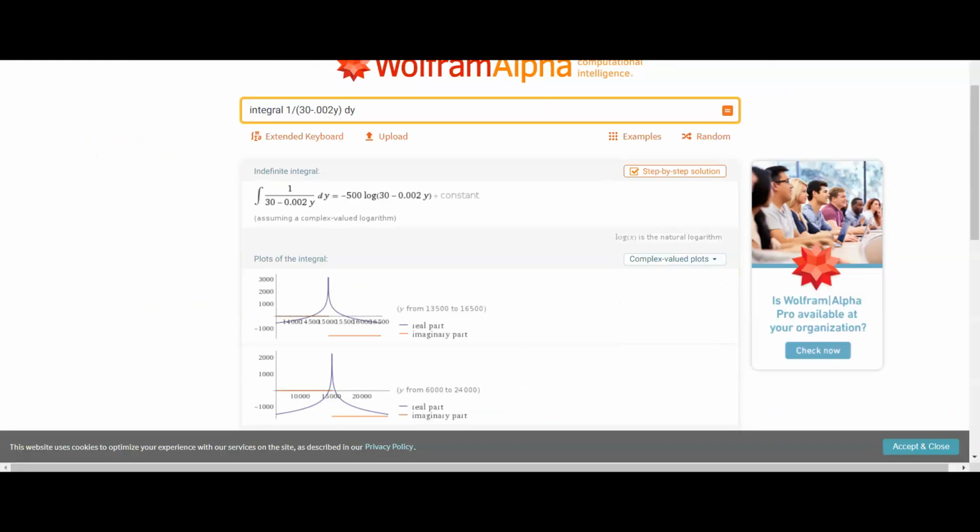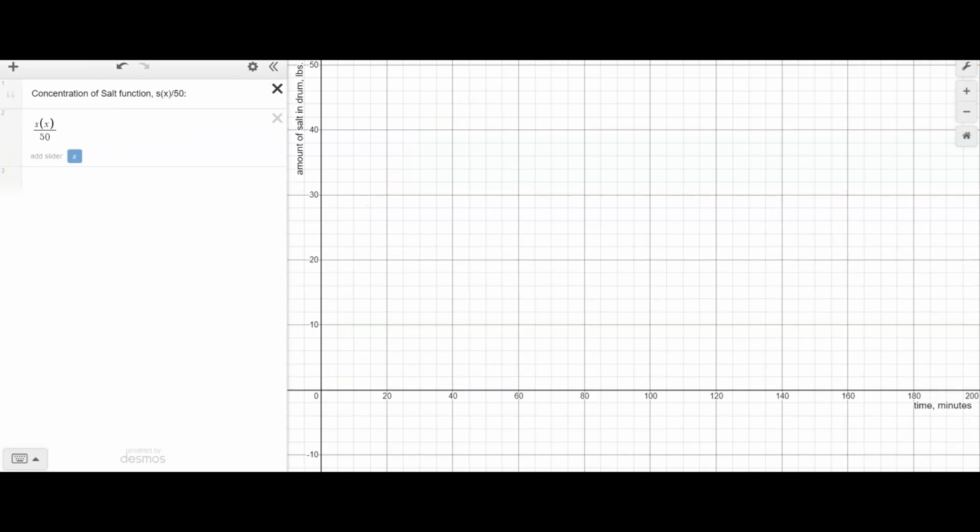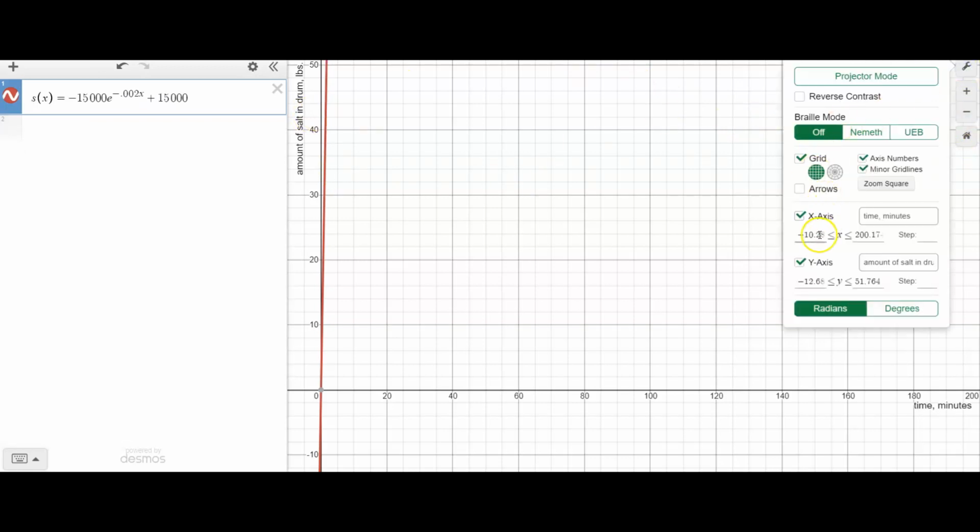And so we'll just plop this into our graph. So we have negative 15,000 e to the negative 0.002x plus 15,000. Now I want to give this a function name. I'll just call this s of x, again for substance. And now I probably should adjust my axes here. So this is time in minutes, amount of substance.